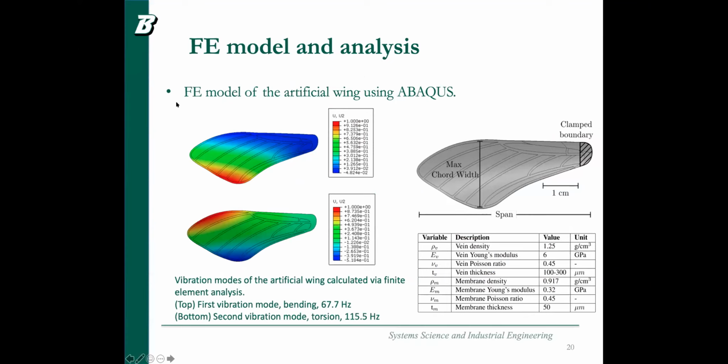And besides the actual design and fabrication, we also have a finite element model of the wings, and analysis using Abaqus. So you can see this is a vibration model of our wings looking like this. It looks like the top vibration bending modes are about 70 hertz and 120 hertz. Okay, and also the properties used in this model are listed here.